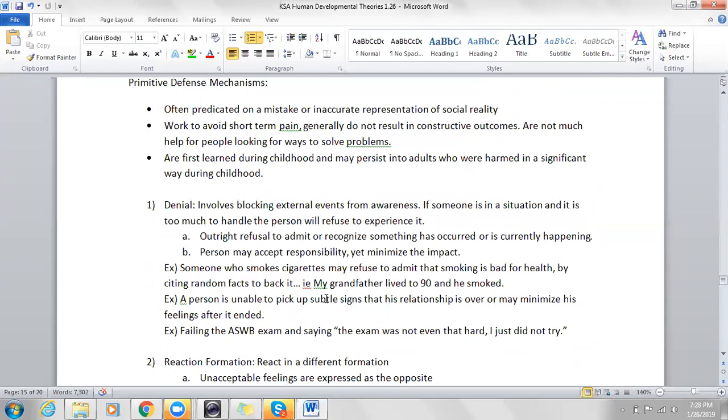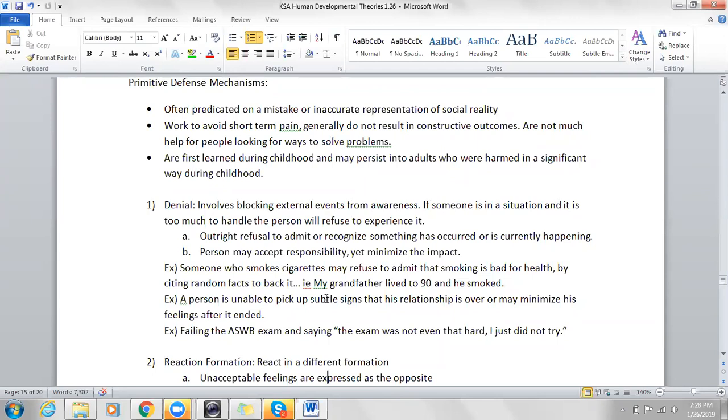So we have primitive defense mechanisms, and these are often predicated on a mistake or inaccurate representation of reality. And they're learned during childhood and may persist into adulthood. So the first one, denial. And this involves blocking external events from awareness. If someone is in a situation and it's too much to handle, the person will refuse to experience it. They can either A, outright refuse to admit or recognize something that occurred, or B, accept responsibility yet minimize the impact. So 3 examples that we have here.